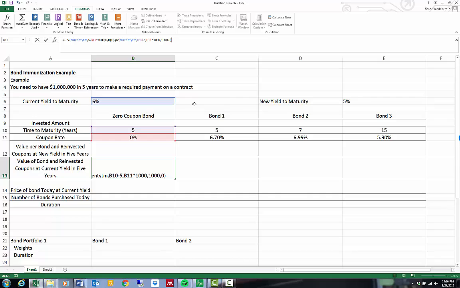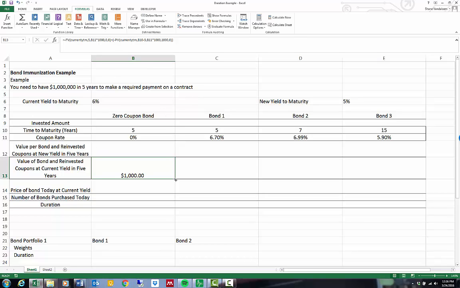And then you can see, oh, I need one more parentheses there. So you can see that's my equation. Press enter, I get $1,000. Exactly what I should get. I invest today at 6%, enough to get $1,000 at maturity. And then I'm going to show you here in a minute how to calculate the price of the bond today to get that $1,000.